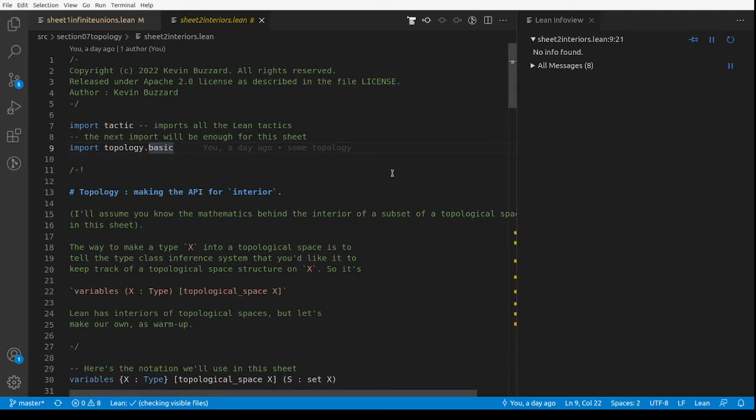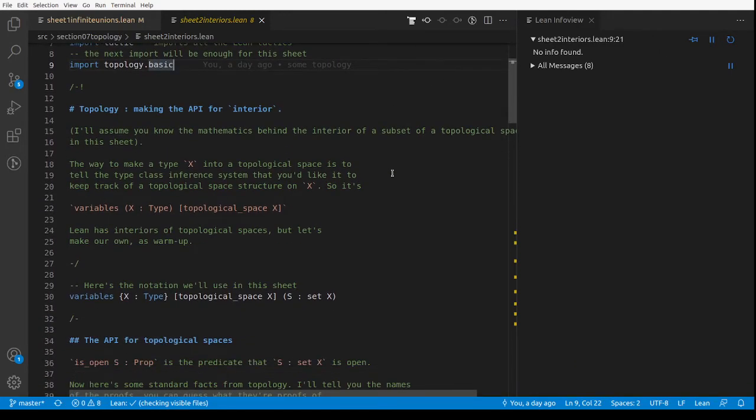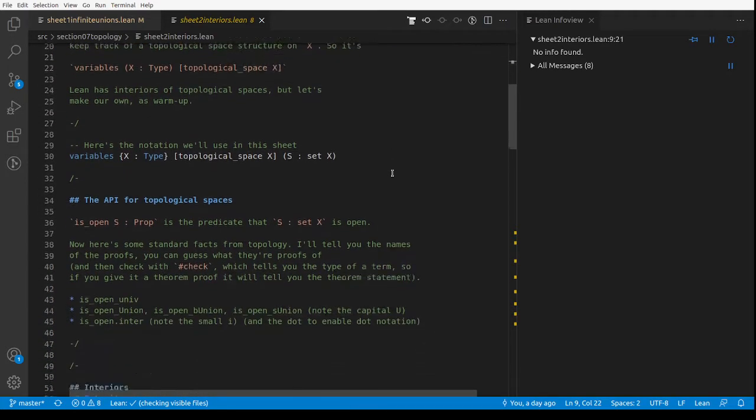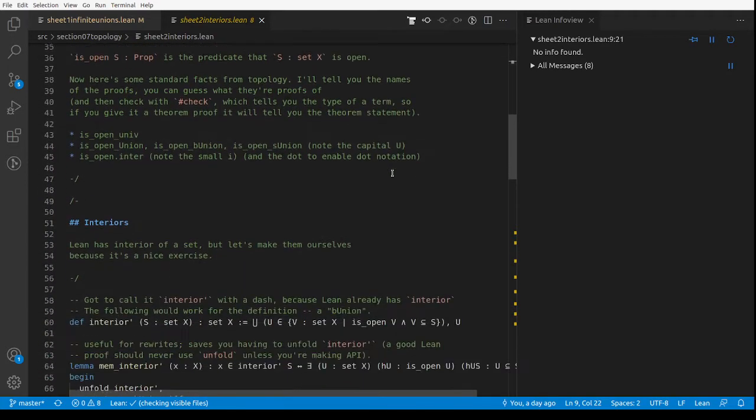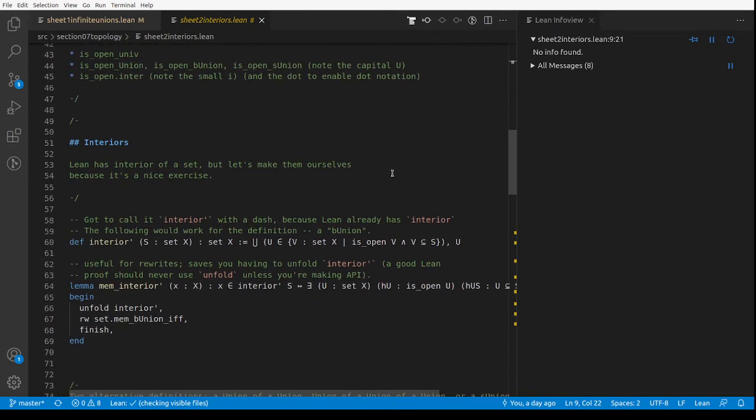So this is the API for interior. We're going to define the interior of a subset of a topological space, and then we're going to prove a whole bunch of kind of cute facts about it. So here's the definition of interior. Lean has interior already, so I've called it interior primed.